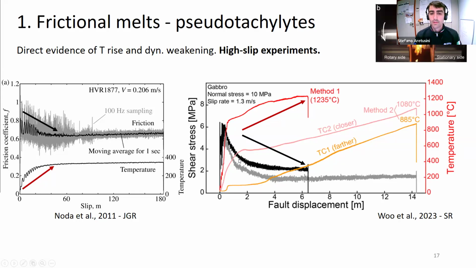corresponding with dynamic weakening, the temperature was increasing, and they could really analyze the frictional melts after the experiments to see also how the properties of the melt were evolving.